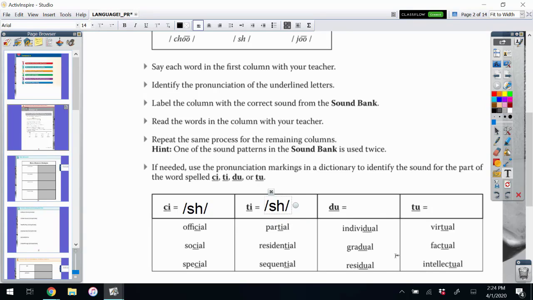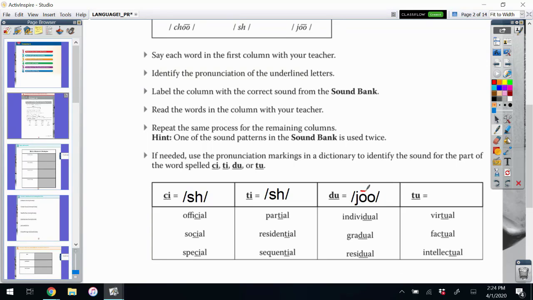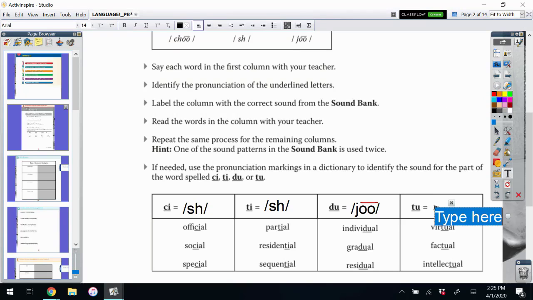Our next column is individual, gradual, and residual. Individual, gradual, residual. The DU in all of these words sounds like Jew, individual. So let's write the Jew sound there. Our last column here is virtual, factual, intellectual. Virtual, factual, intellectual. If you said that sounds like chew, you were correct. Let's write the chew sound.